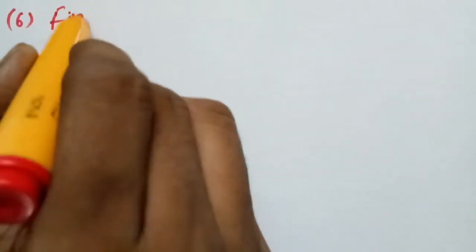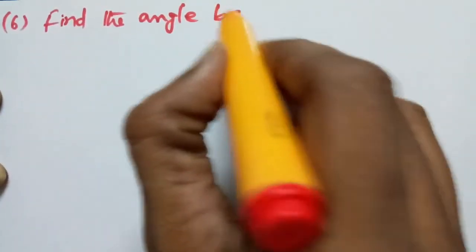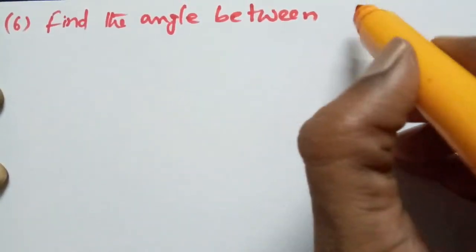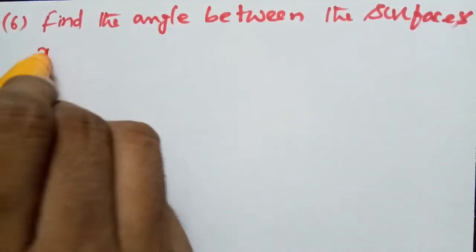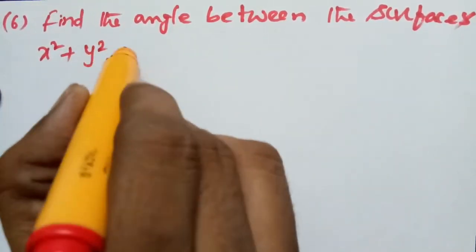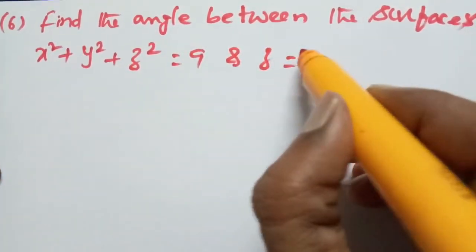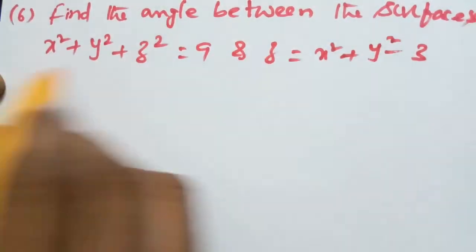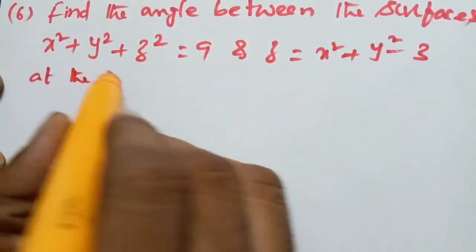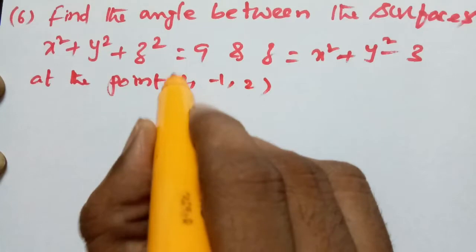Problem number 6. Find the angle between the surfaces x square plus y square plus z square equal to 9 and z is equal to x square plus y square minus 3 at the point 2 comma minus 1 comma 2.